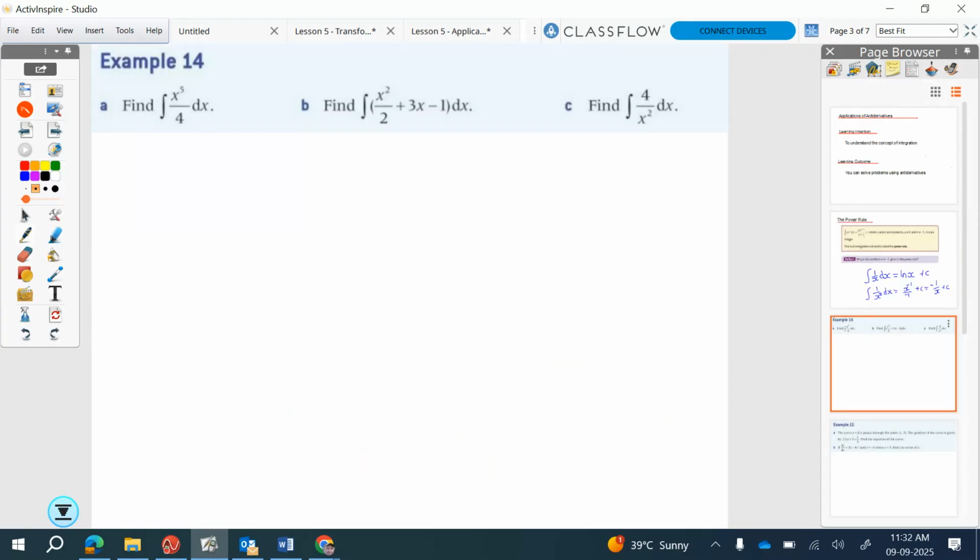To have a go at that, have a go at integrating these 3 functions by hand. Pause the video now at home, if you're following at home.